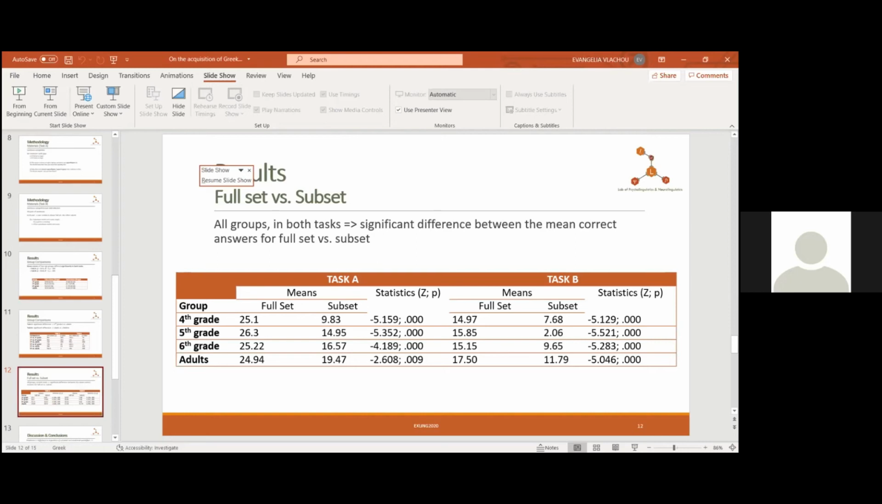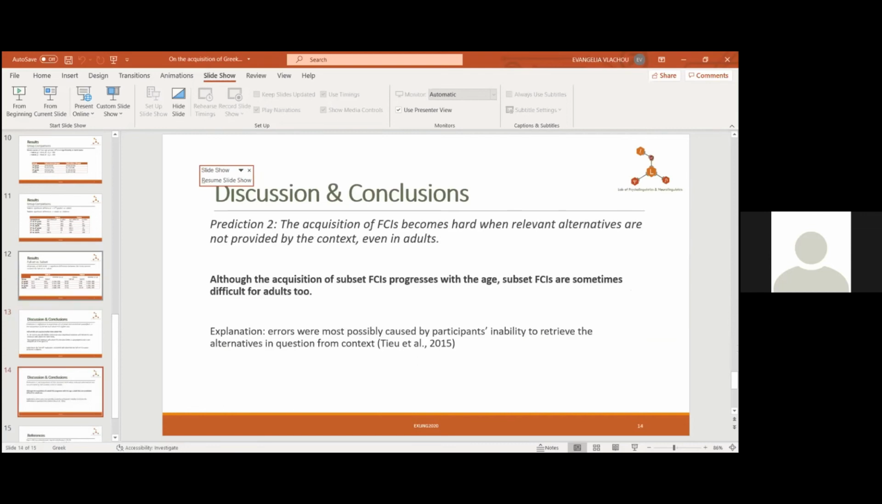These scores actually show a significant difference between the mean correct answers for full set versus subset FCIs. For the first task, the best score in either full set or subset FCIs was 30, while it is 20 for task B. So we have significant results, which is indicated by the p-values, which are almost 0. So we conclude that there is an important difference between full set and subset FCIs, even in the case of adults.